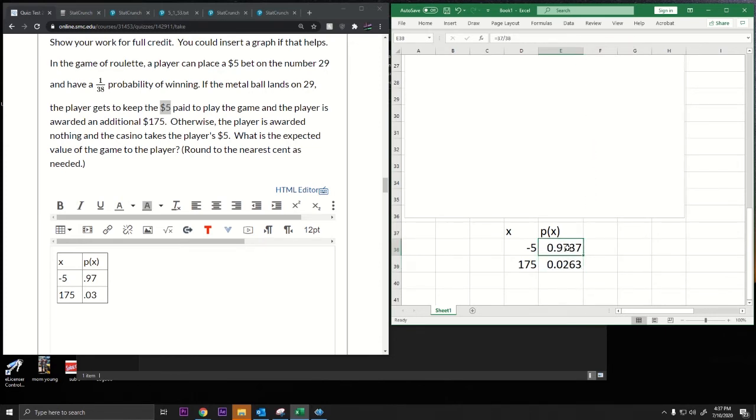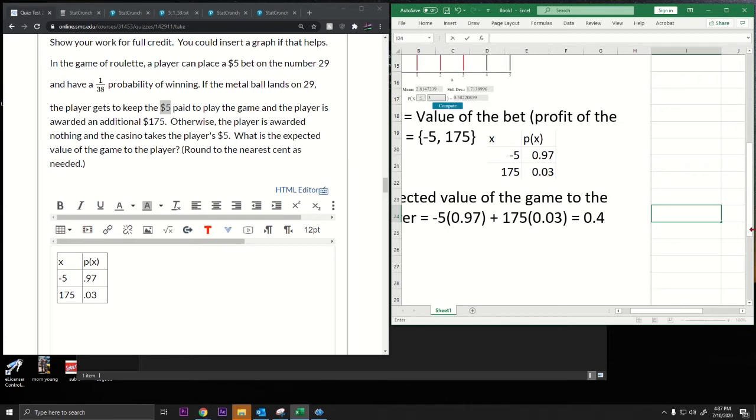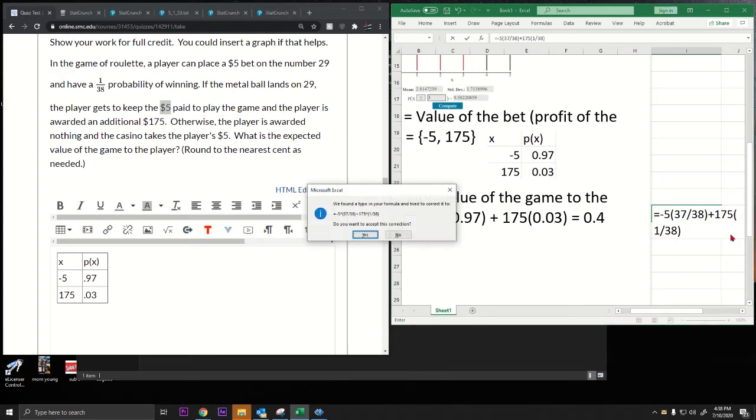But still, I kind of want to change this. So watch, this is what I'm going to do. I don't like this 0.97 and 0.03. That's an approximation. I'm going to say equals -5 times 37 over 38. Is that the probability of losing? It says the probability of winning is 1 over 38, so then 37 over 38 has to be the probability of losing. So we lose 37 over 38, and then plus 175 times 1 over 38. So now I'm more exact. I'm using the fractions. You see that?